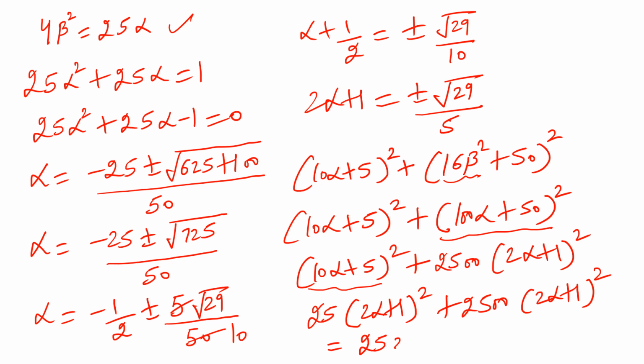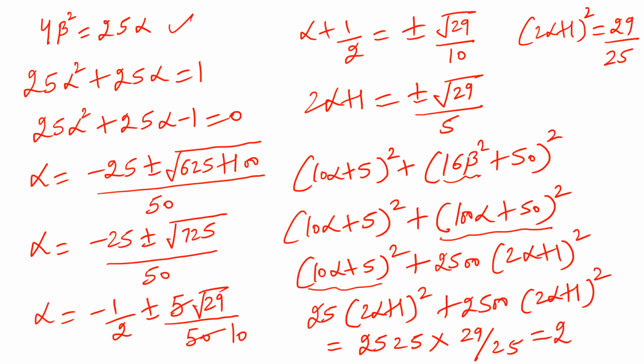So it is 2525 into 2 alpha plus 1 whole square, and 2 alpha plus 1 whole square is nothing but 29 upon 25. Fine. So here I am writing 29 upon 25. Now students, just do the calculations. It becomes 29 into 101, and finally this is 2929. So 2929 is the answer of this problem.